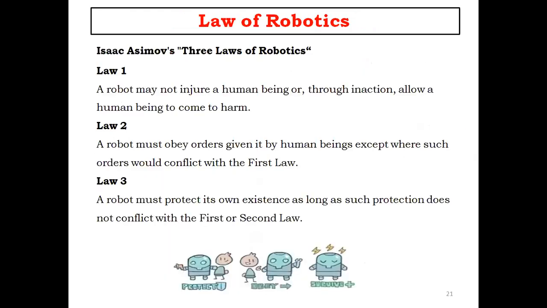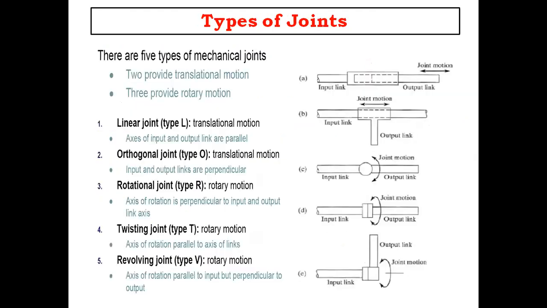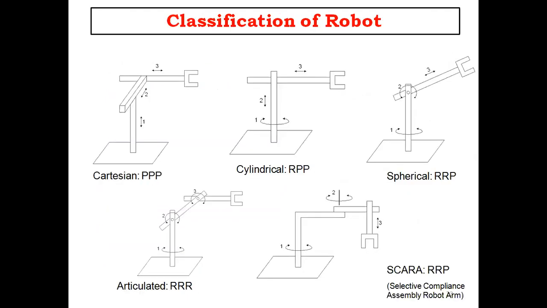So for today's class we have seen the laws of robotics. There are three laws: survive, obey, and protect. It does not injure any human being, it has to obey human orders, and finally, it has to protect its own existence. We have 5 types of mechanical joints. Among them, 2 provide translational motion and 3 provide rotary motion: linear, orthogonal, parallel, perpendicular, rotary perpendicular to input, twisting joint parallel to the axis, and revolving joint parallel to input but perpendicular to the output.